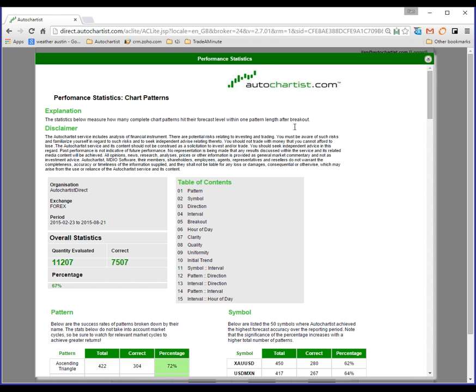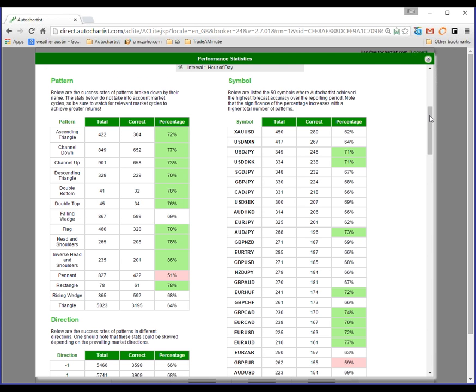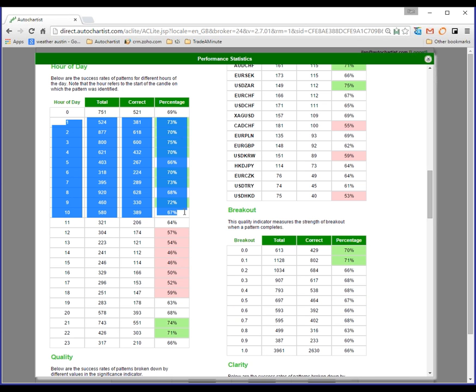So this is performance stats for chart patterns, right? And these performance stats give you a breakdown of what's been performing well or badly over the last 6 months with regards to all the criteria. So by pattern, by instrument, by time of day, by everything. Now, what I would do is I would look at pattern, symbol, and time of day, which is slightly further down, time of day. You can see that Autochartist does really well.